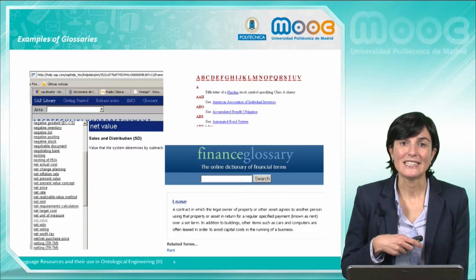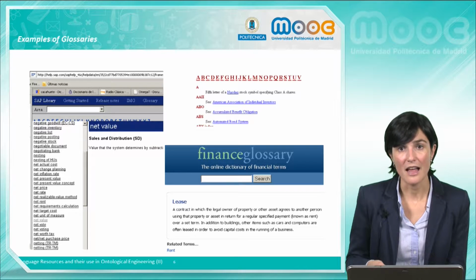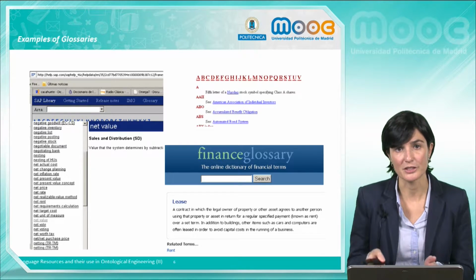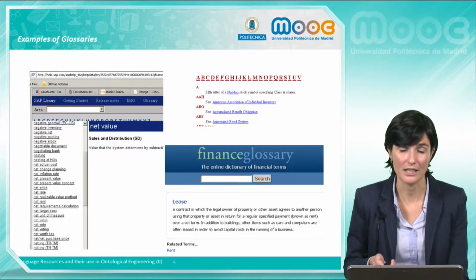In this slide, we see examples of glossaries. Glossaries consist of lists of words and their definitions, and are usually restricted to a certain domain, for example, finance, and that's the most you can get from them.